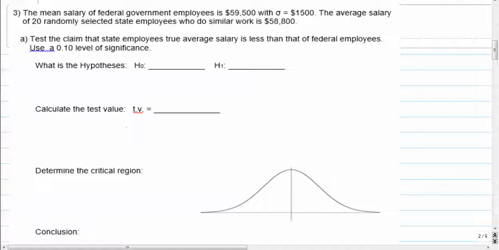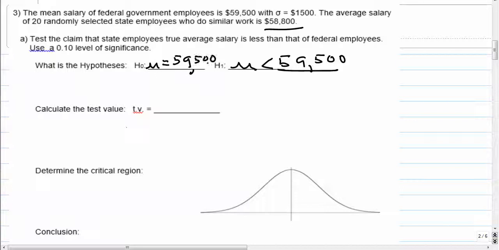So what's your hypothesis? The hypothesis is the status quo. That is, it's no different. The claim is that it's going to be less than. So here's really what the claim is. That mu for the state employees is going to be less than what the population is getting in general, which is the 59,500. Remember, 58,800 is associated with the sample. It's going to be used in the test. But we always work with the null hypothesis that there is no difference. The status quo remains. So there's the null hypothesis. Mu is 59,500. The claim is it's actually less.